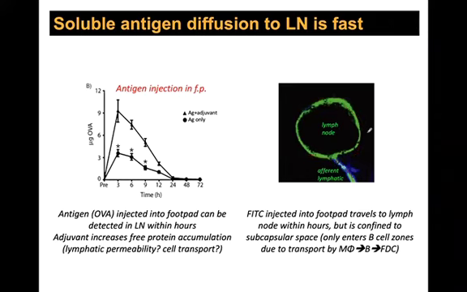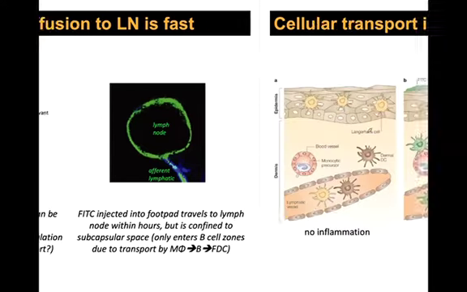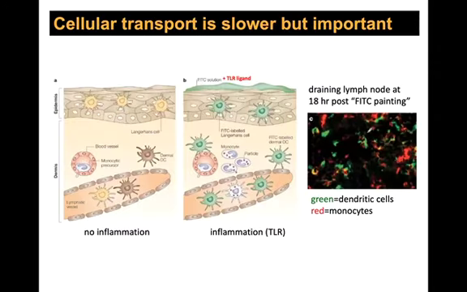Okay, so antigen can get there within hours, and even if it's cell transported, it can still get there very fast. So as soon as you get an infection, it's going to be transported to the lymph node to try and generate an adaptive response. The cellular transport is a little slower, right? This is where a macrophage is taking up something that's been killed by complement in the periphery and then transporting it to the lymph node.